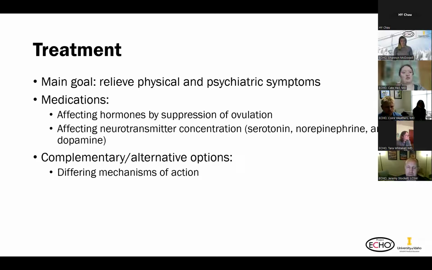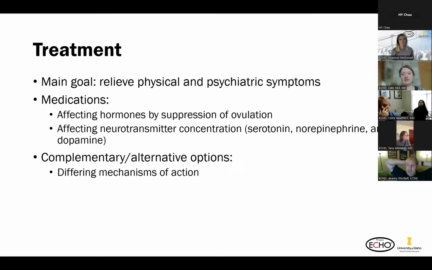The two different classes are hormonal ones and neurotransmitter ones. With the hormonal ones, we want to suppress ovulation, which happens about day 14, and the luteal phase is after that. That would be medications like combined oral contraceptives, and in some cases GnRH agonists, which I'll go over in a minute. And then there are medications that affect neurotransmitter concentration, focusing on the serotonin, norepinephrine, and dopamine systems.